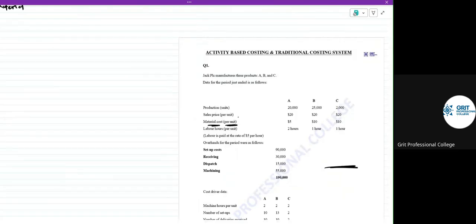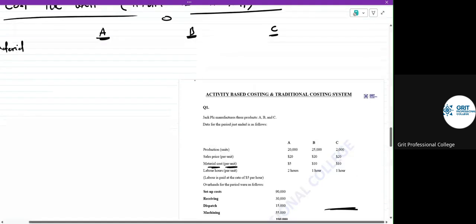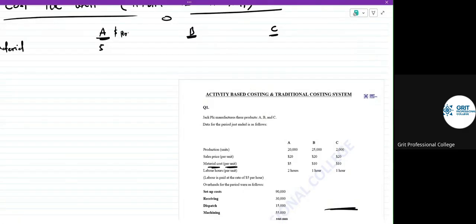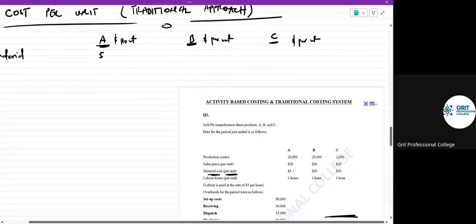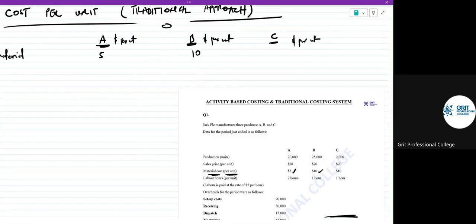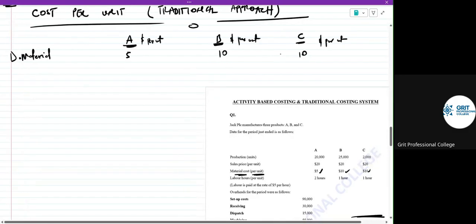So the question has made it very simple for us. It is the cost per unit of our product that we are looking for. For the material, we've been given $5. So again, let me put it here: cost per unit. The 5 is already the cost per unit for A. The 10 is the cost per unit for B, and the other 10 is the cost per unit for C. You are done when you do your final calculation straight away.